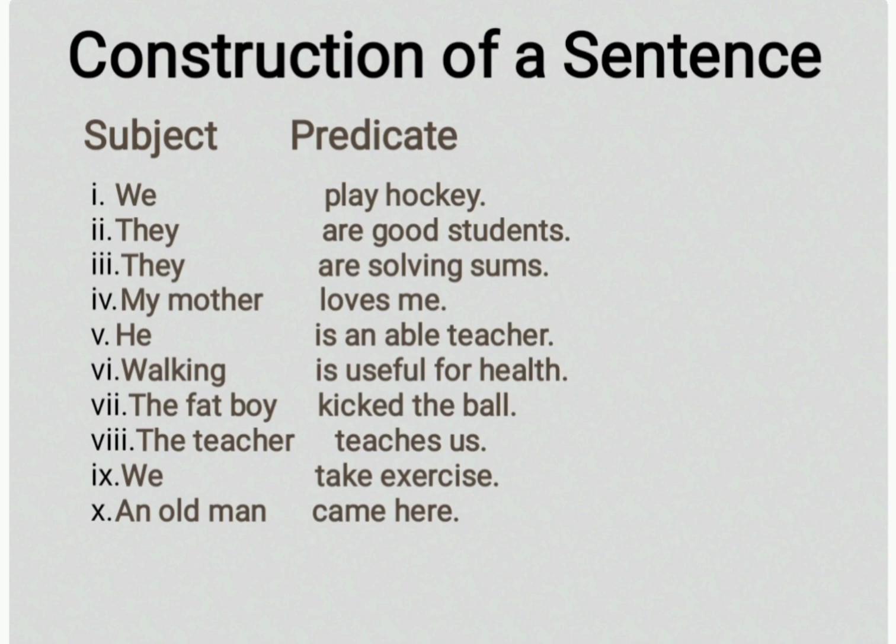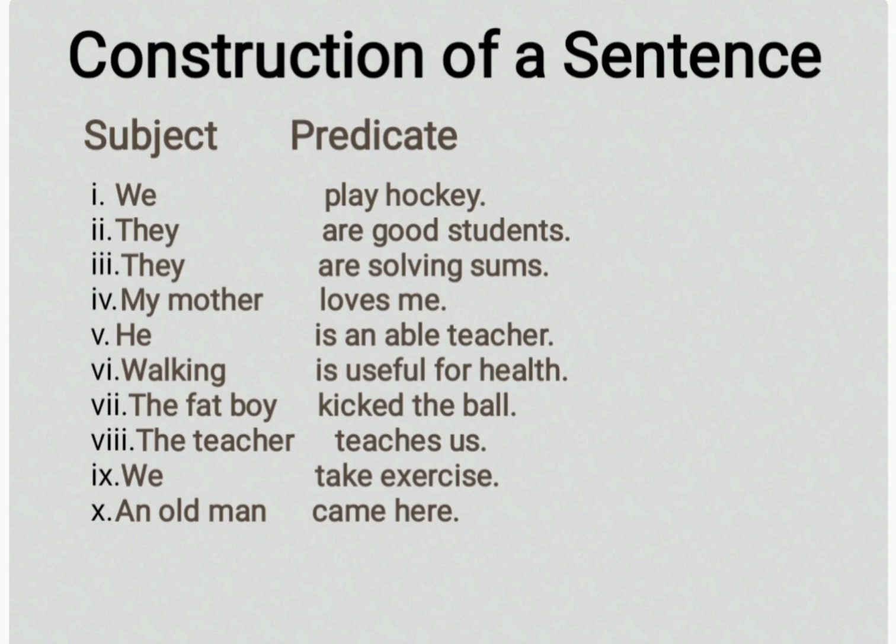In the next sentence, my mother loves me. Here, my mother is the subject and loves me is the predicate. In the next sentence, he is an able teacher. Here, the word he is the subject and the remaining part of the sentence, is an able teacher, is the predicate. In the next sentence, walking is useful for health. Here, the word walking is the subject and the remaining part of the sentence, is useful for health, is the predicate.